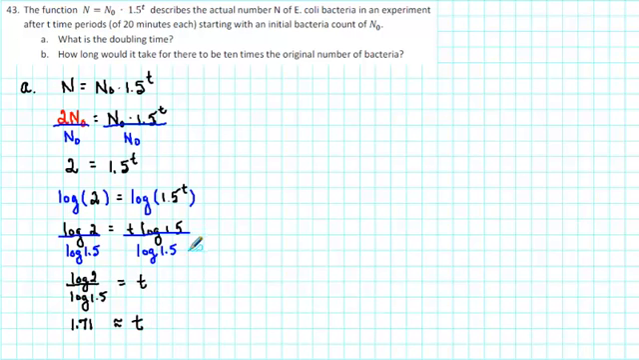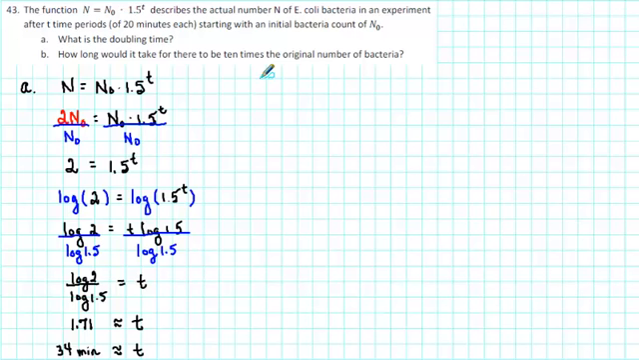Now remember that each time period is 20 minutes, so this means that the doubling time is approximately 1.71 20-minute time periods. So if we take 1.71 and multiply by 20, that will give us our doubling time in minutes. So when we multiply 1.71 by 20, we get approximately 34 minutes.